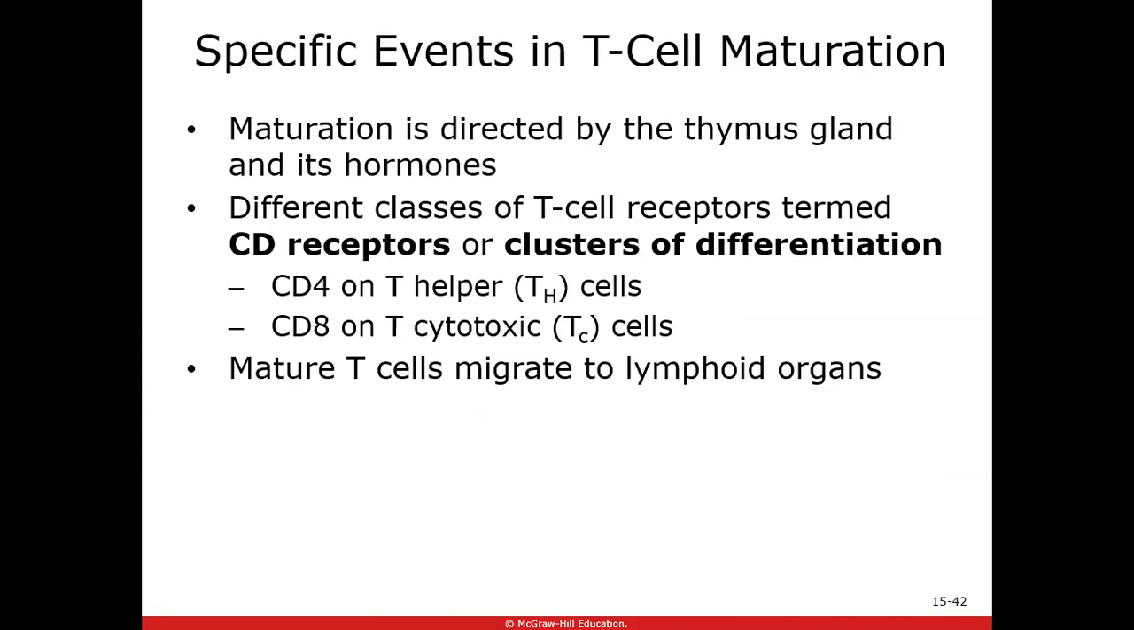Then we have T cell maturation. Its maturation is directed by the thymus gland and its hormones. You have different classes of T cell receptors, and they're termed CD receptors or clusters of differentiation. So you have CD4 on T helper cells. That's the name of the T cell receptor, CD4. Then you have CD8 on the T cytotoxic cells. So mature T cells migrate to lymphoid organs.